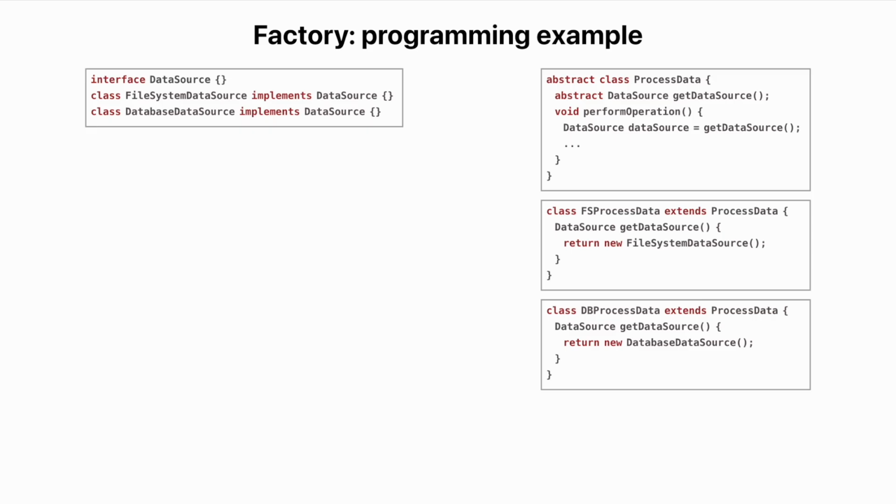Data can come from a database or file system. Here, we can use the factory pattern. We can create a data source interface, which is a product interface. Then we can create two classes, file system data source and database data source, implementing the data source interface, which are the concrete products. Then we can create a data operation abstract class, which is the creator, which will contain the perform operation method. We can have two classes, database data operation and file system data operation, which will override get data source and return the corresponding data source subclass objects. Inside perform operation, we first fetch objects returned from get data source and perform the operation.